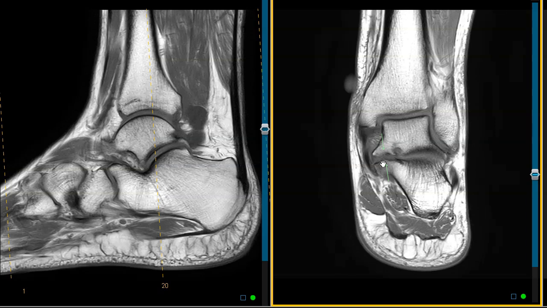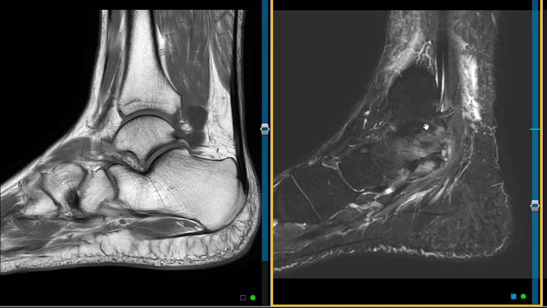If the bone was bridged right together, a solid block of bone, we call it an osseous coalition. Or if there was a thin band of fibrous tissue, we call it a fibrous coalition. But in this case, there's gray intermediate signal, there's gray material here. We call that cartilage. We call this a cartilaginous coalition.